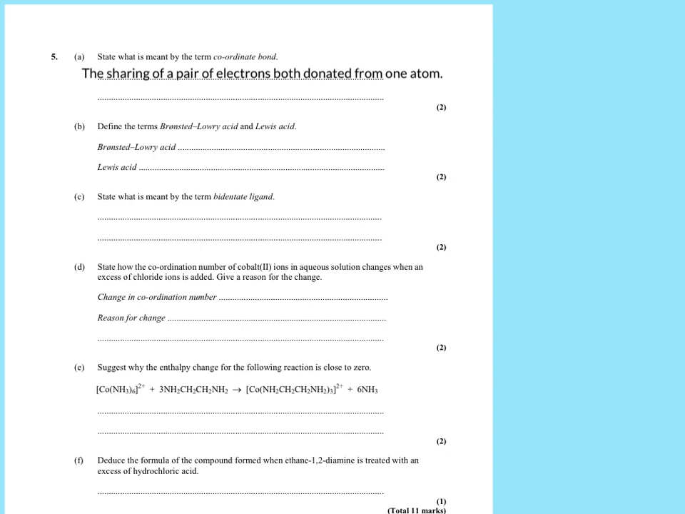First question is AS revision. What is a coordinate bond? We know that's the sharing of a pair of electrons, both donated from one atom. We've met this question earlier, so I'm not going to fill it in. A Bronsted Lowry acid is a proton donor and a Lewis acid is a lone pair acceptor.